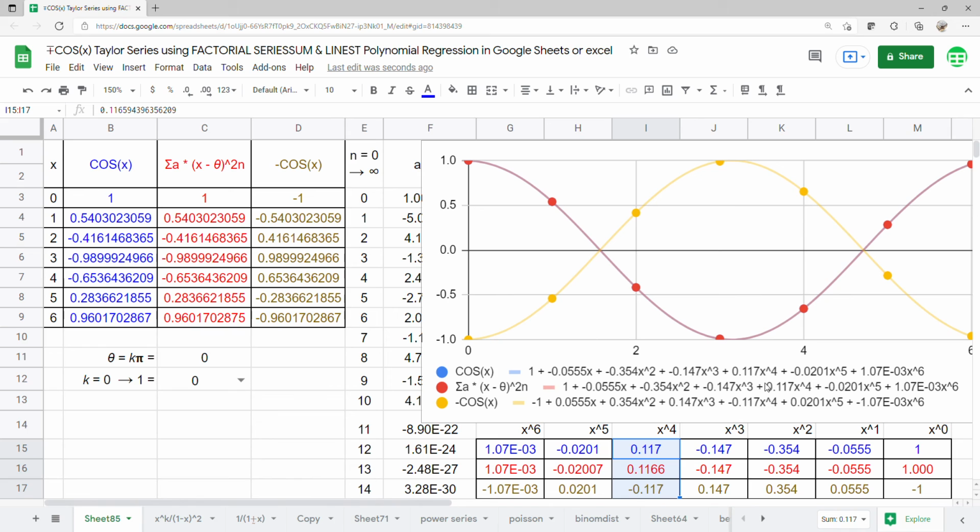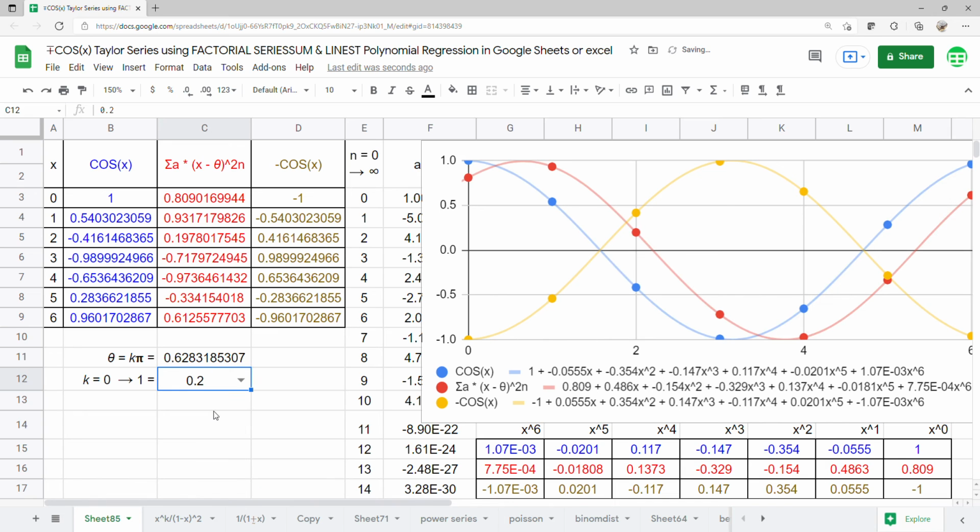Coefficient of x to the fourth, 0.117. This is 0.117 rounded up, and negative 0.117. X to the fifth, minus 0.0201, minus 0.0201. This is rounded off as 0.0201, and is 0.0201. Coefficient of x to the sixth, 1.07 times 10 to the minus 3, negative 1.07 times 10 to the minus 3.